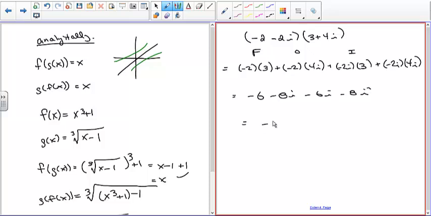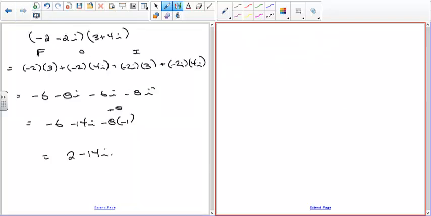Okay, we can go ahead and combine the imaginary parts here. Negative 8i, negative 6i, that's negative 14i. Then you have negative 8 times i squared, but i squared is negative 1. So this becomes real. So we've got negative 6 plus 8, because the negative times negative, so it's going to be 2. 8 minus 6 is 2, minus 14i. Okay. So that's how you multiply complex numbers.